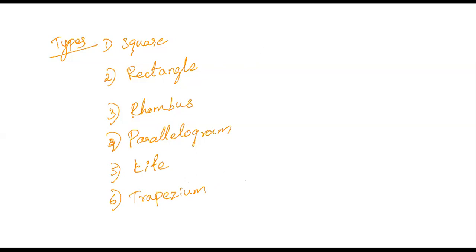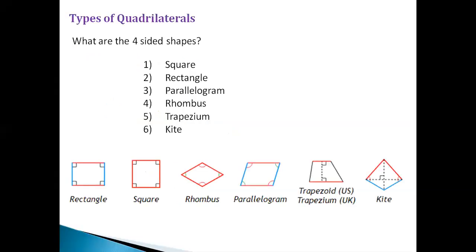So let's go to the next part. How does it look? Have a look at this. What are the four-sided shapes? Those are the quadrilaterals, isn't it? So these 6 I have written, and you can see how they look. I hope you guys know that. Maybe you might have some questions about trapezium and kite, but the remaining 4 you might be aware of, right? So let's try to learn the properties of each shape separately.